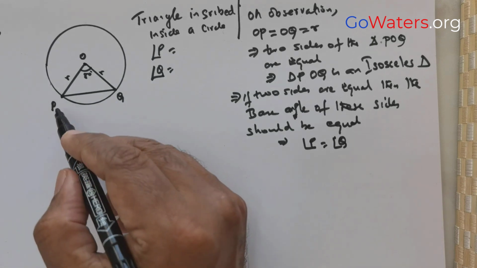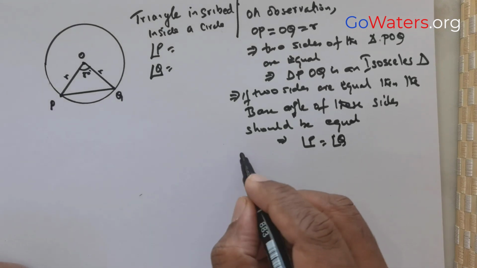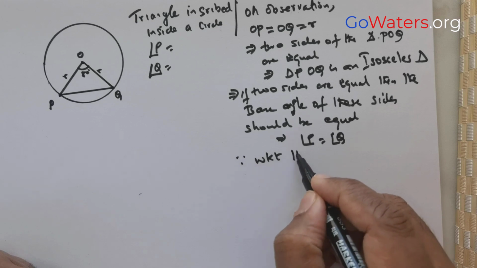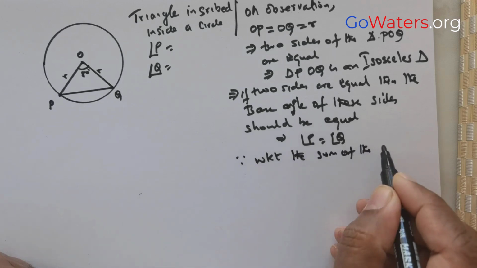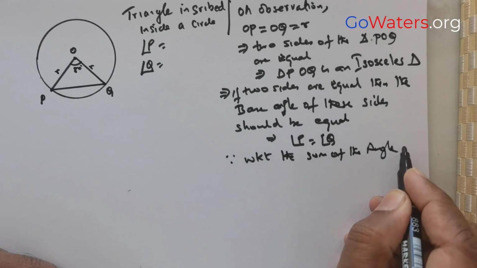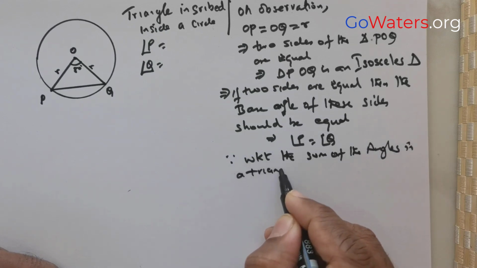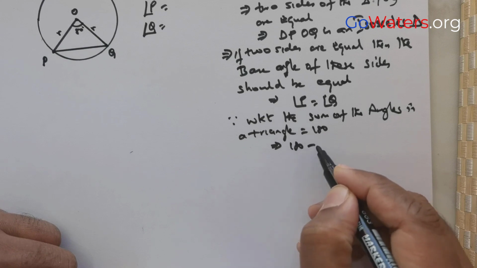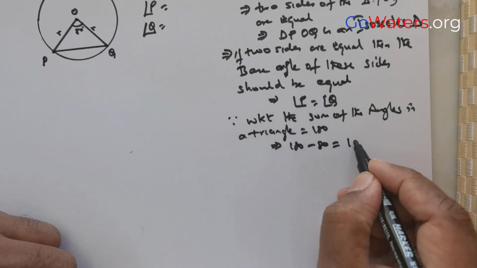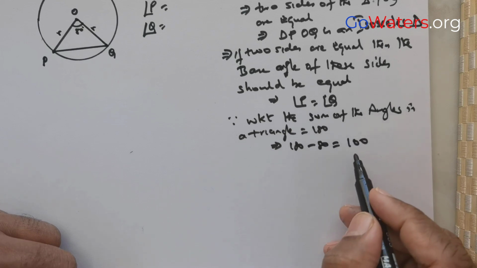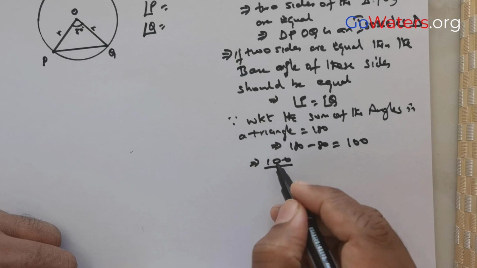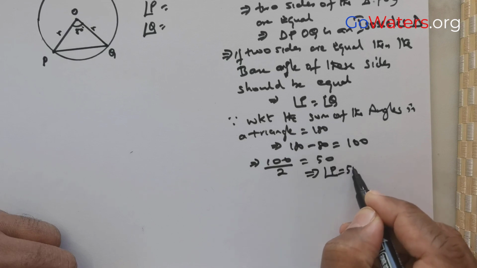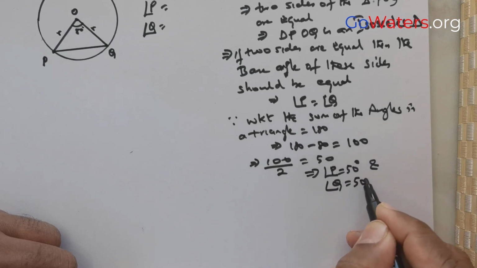Now we know that the sum of the angles in a triangle is equal to 180. So let me just state it. WKT, we know that the sum of the angles in a triangle equals 180. This would mean I can subtract 80 from 180, giving me 100. And I'm going to divide this 100 by 2 into two parts, which is equal to 50. This in turn would mean angle P is equal to 50 degrees and angle Q is equal to 50 degrees. Isn't it amazing?